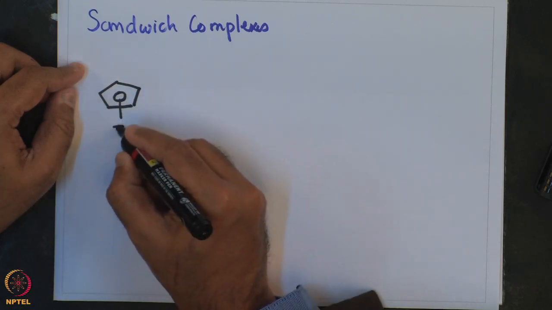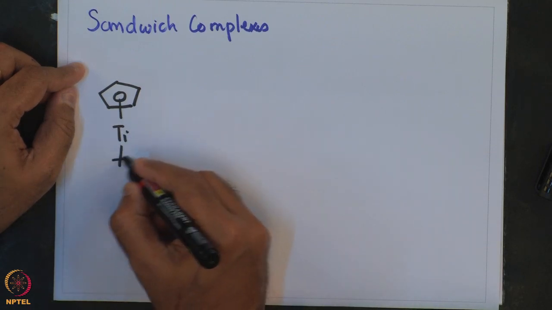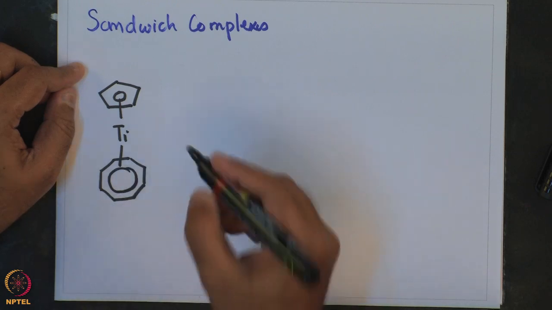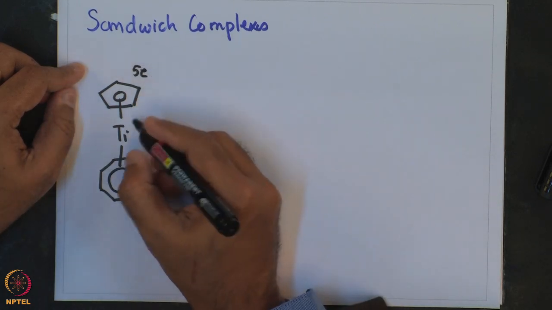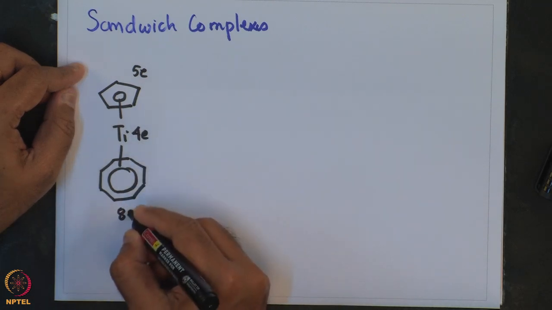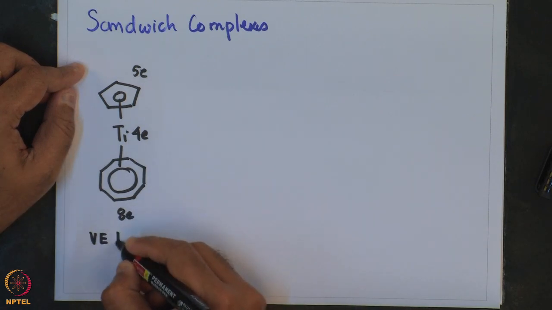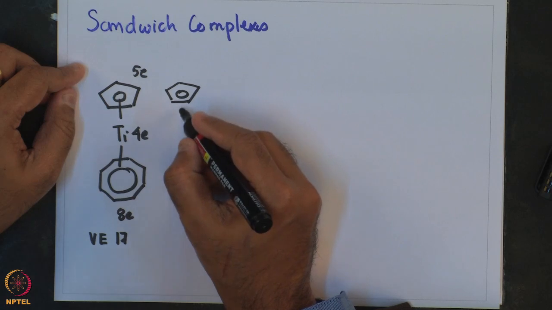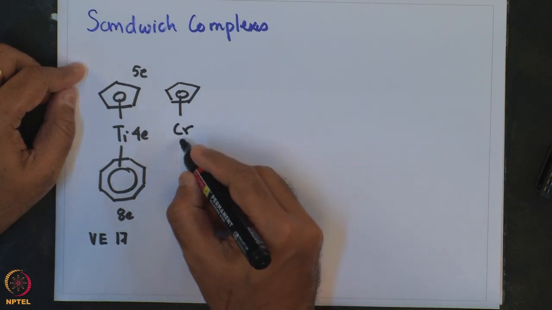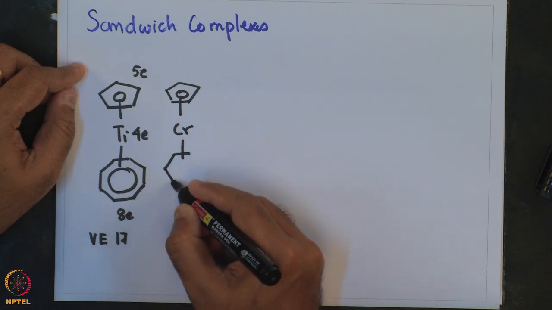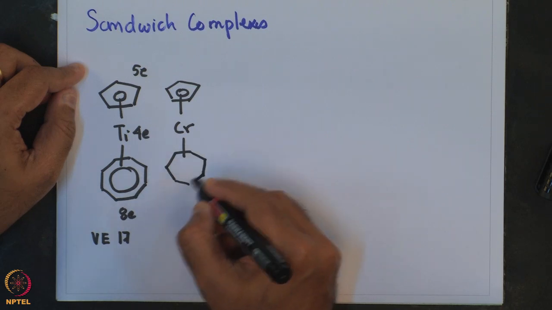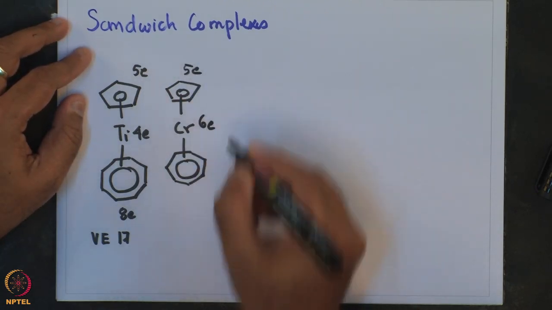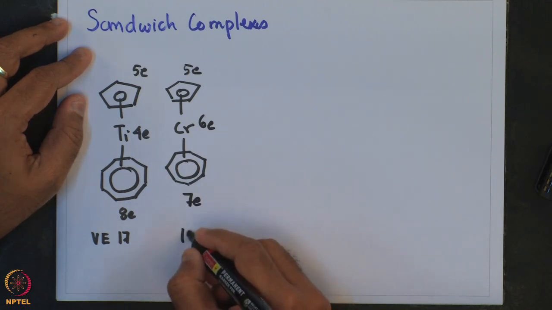For example, this Cp titanium cyclooctatetraene. So this is 5 electron, 4 electron, 8 electron, overall a 17 valence electron species. The next comes Cp chromium cycloheptatriene. Now, this is 5 electron, 6 electron, 7 electron, overall 18 electron.